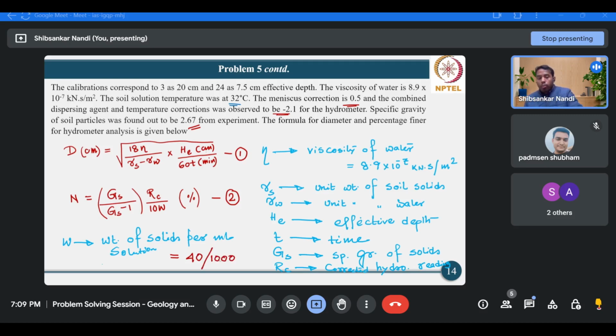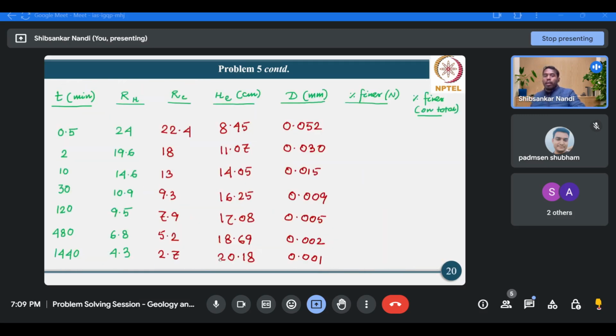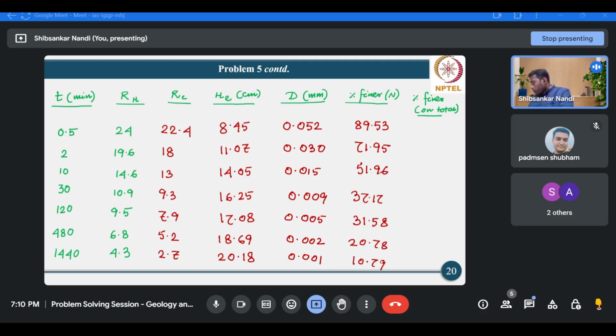Now if you substitute the corresponding values, you can again get the percentage finer, that is N: 89.53, 71.95, 51.96, then 37.17, 31.58, 20.78, 10.79.